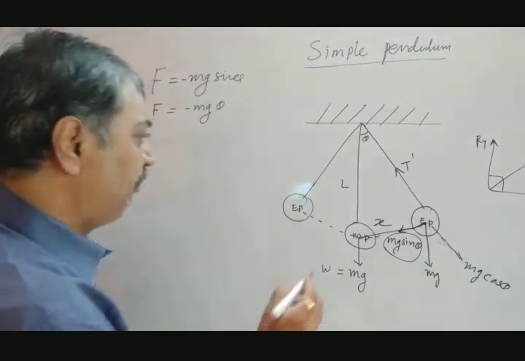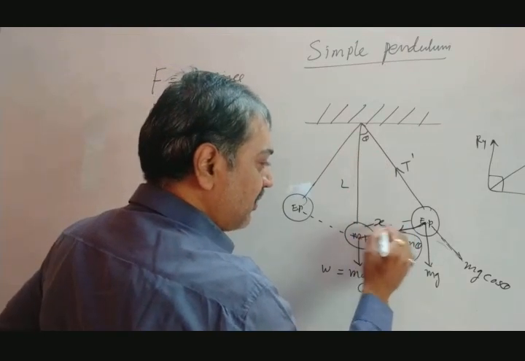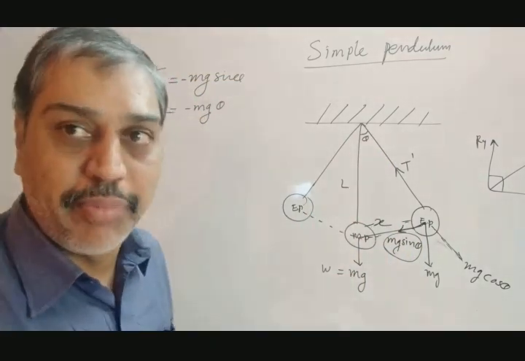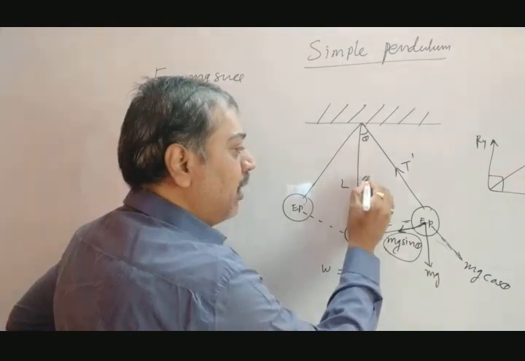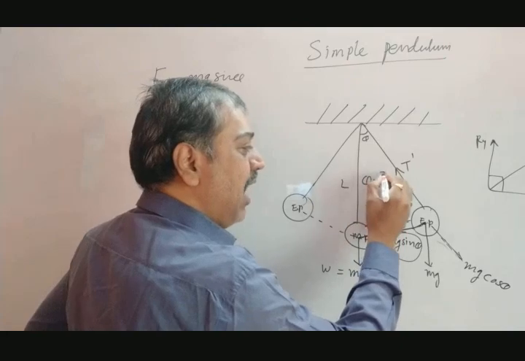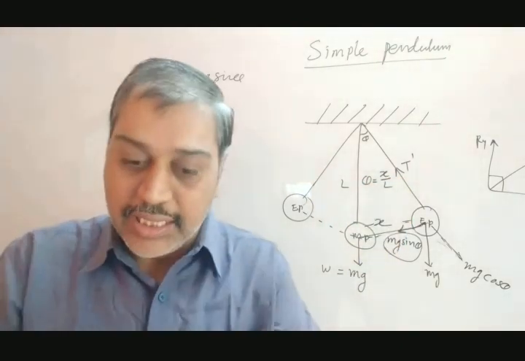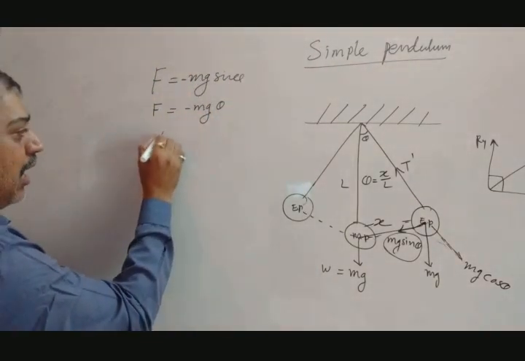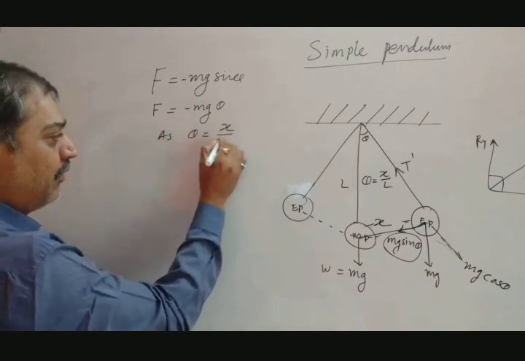As we see in the diagram, if this is theta and this opposite side is x, and if this theta is very small, you can write a simple formula from geometry. Maybe you have learned this formula: theta equals opposite side divided by hypotenuse, x divided by L. This is a simple formula. Maybe all of you learned it in geometry. So we have to use that formula as theta is small, theta equals x divided by L.